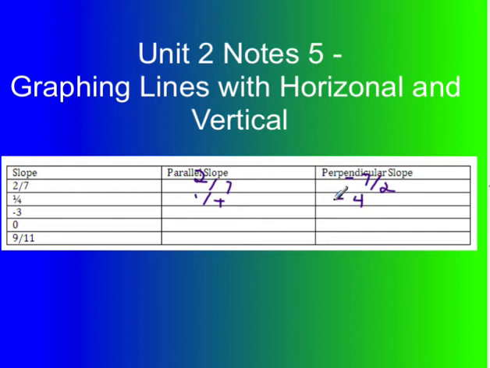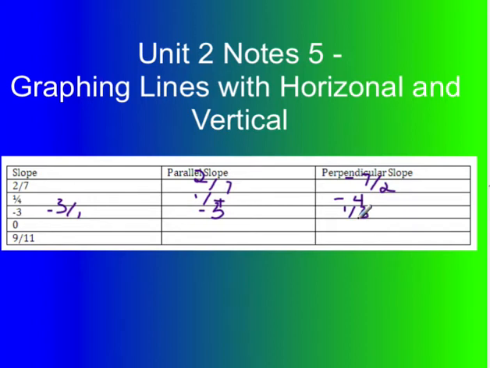Let's take a look at this next one. We have a -3. Keep in mind that -3 is the same as -3 over 1. So the parallel slope is going to stay as is. It's going to stay as -3. For the perpendicular slope, we need to take -3 over 1 and flip it over. That's going to be the same as 1 over 3. It's a -3, so to change the sign, we're just going to keep it positive.